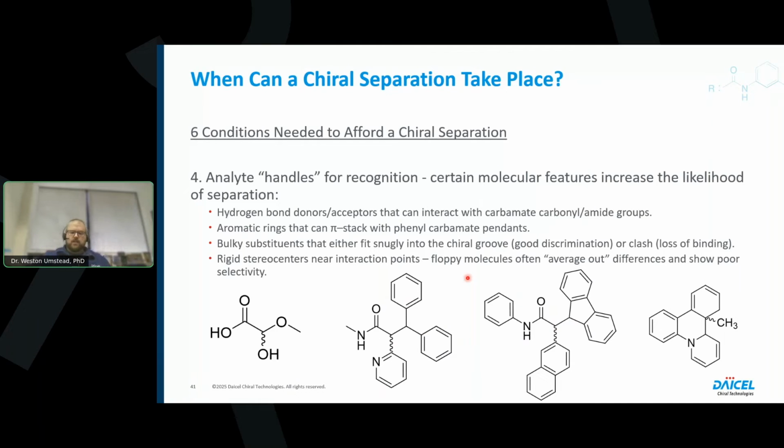Whereas we have rigid stereocenters that are located near either fixed structures like aromatic groups or in a ring structure like this, there's not a lot of ability for that stereocenter to rotate or get out of the way. And so we see better separation, better discrimination with those types of molecules.